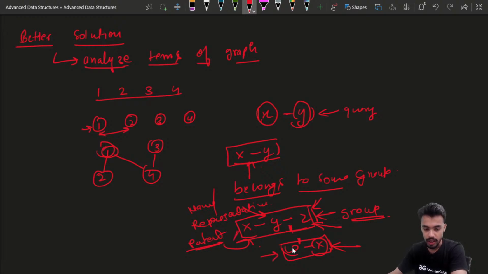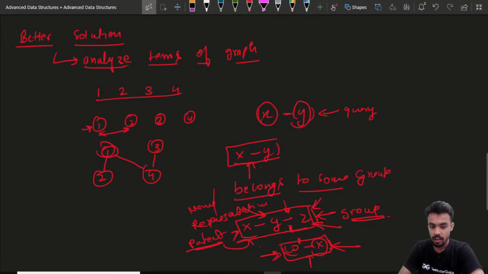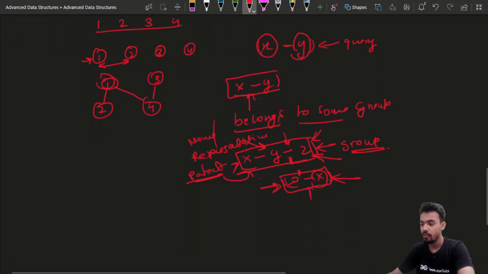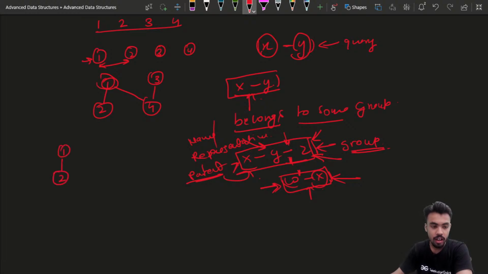Then only can we identify this, if we have some representation for each group. So while we are connecting them, we need to provide some representative. Like if one is getting connected to two, then either one of them should be the representative. Suppose we make one the representative, so one is the parent of 2. Now if one is getting connected to 3, we make this one the parent of 3 also.